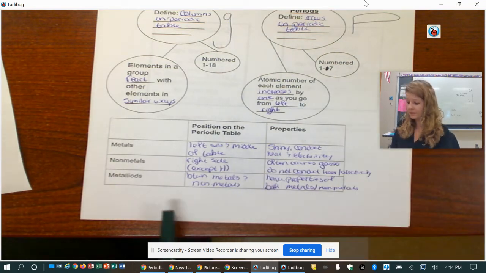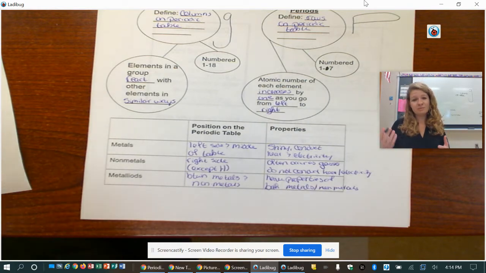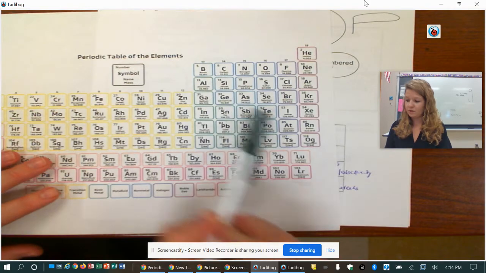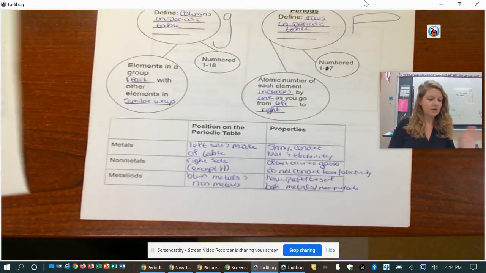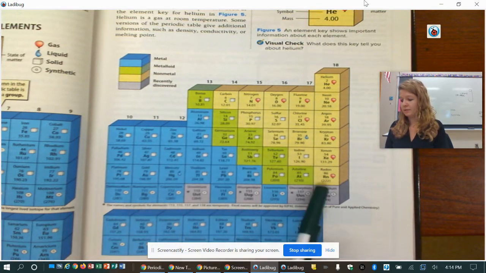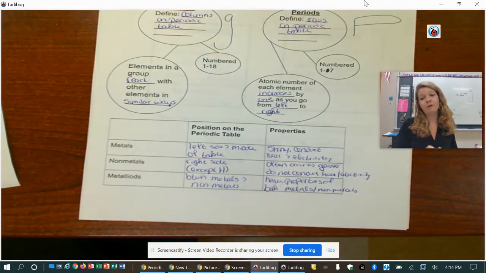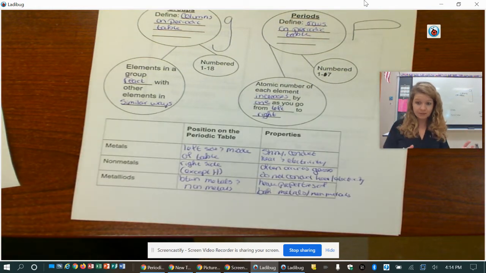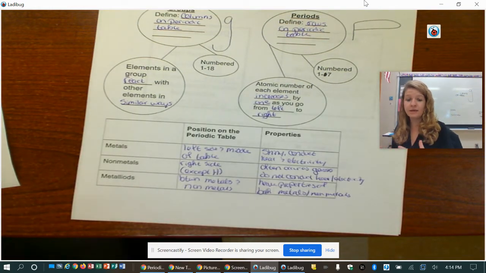Metalloids have their position on the periodic table on this little staircase that's between your metals and your nonmetals. In your book, it's green. Right here. These are these guys. Think of these as the halfway point between metals and nonmetals. So these have properties of both metals and nonmetals, okay?